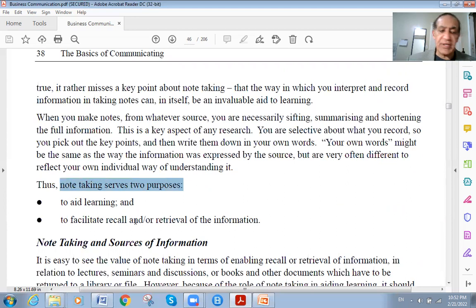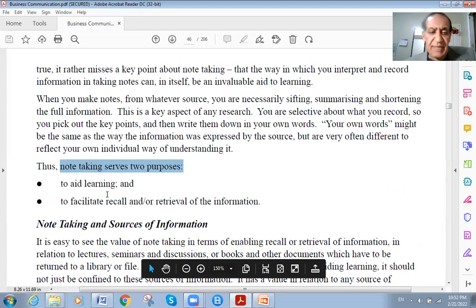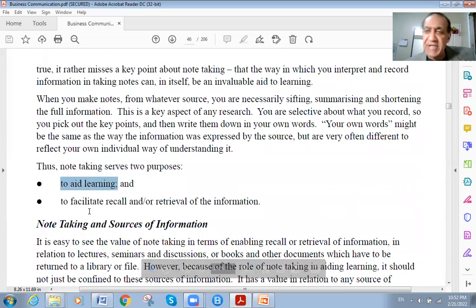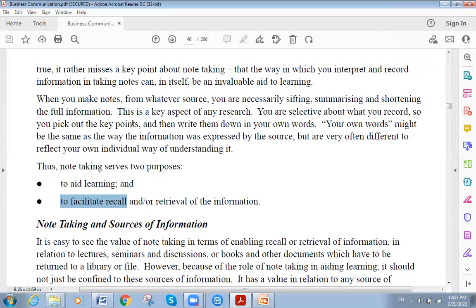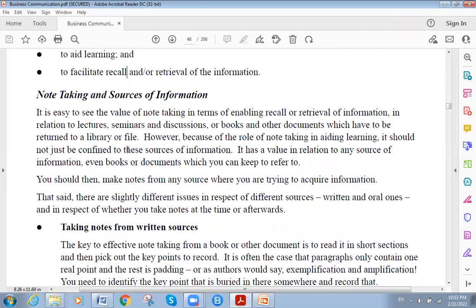Note taking usually serves two purposes, as we see: to aid learning, it helps in the learning process, and to facilitate recall so that you can memorize what you have listened to or watched before. When you work this way and take notes, it will be easy for you to remember what you learned before.